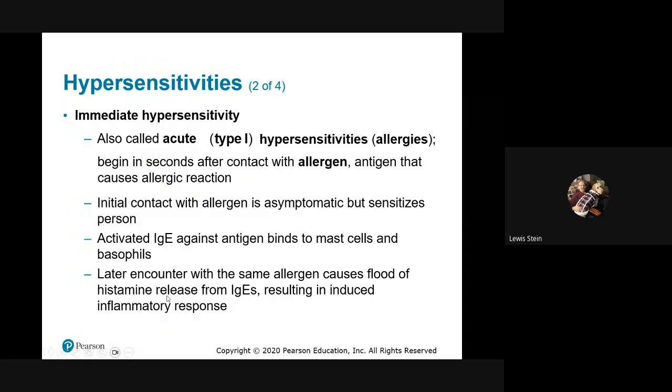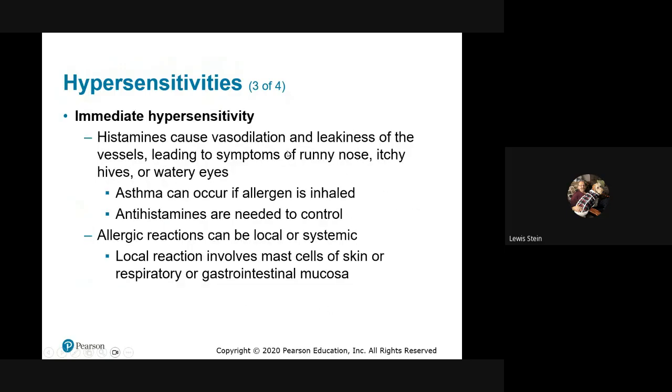It causes a flood of histamine released from the IgEs, resulting in an induced inflammatory response. Vasodilation. We saw this when we looked at what happens in immunity. Histamine causes the vessels to dilate and become leaky. All those symptoms, nose, asthma, if it's inhaled. Antihistamines work. We have good ones today because they don't make you drowsy, like Zyrtec, that category. And they can be local or systemic. And again, mast cells of the skin, respiratory, and certainly gastro.